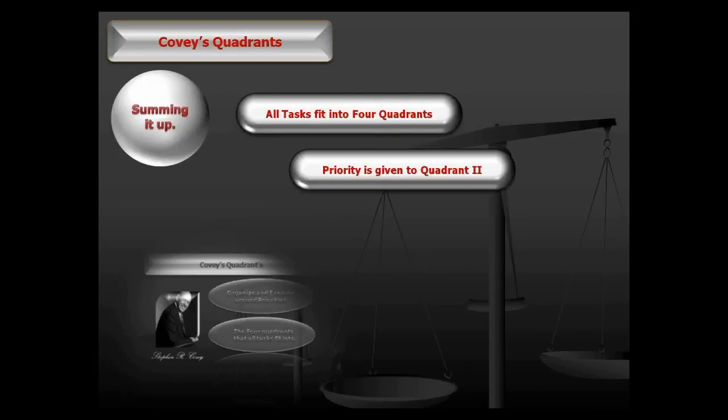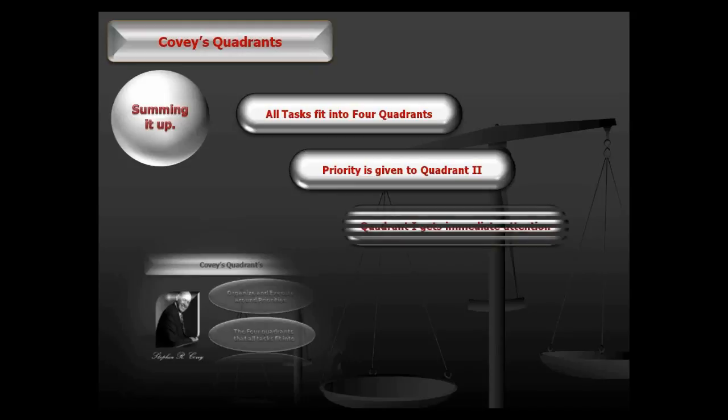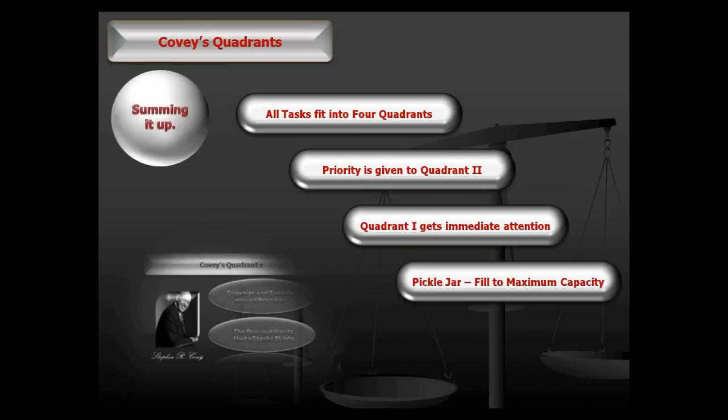So summing it up, Covey's quadrants: all tasks fit into the 4 quadrants. Priority is given to quadrant 2, the prevention quadrant. Quadrant 1, however, the crisis quadrant, gets immediate attention. And then finally, we want to make sure we can fill our time space to the maximum capacity. That's Covey's quadrants in a nutshell.